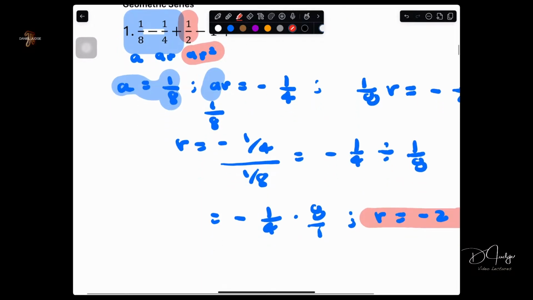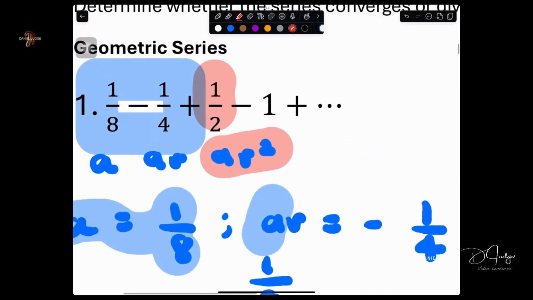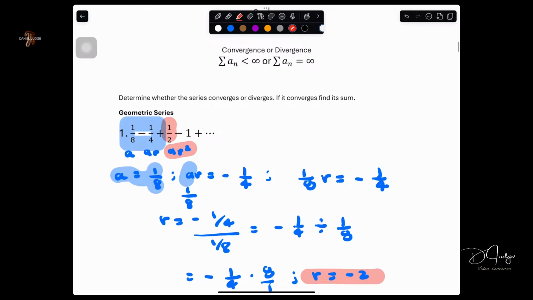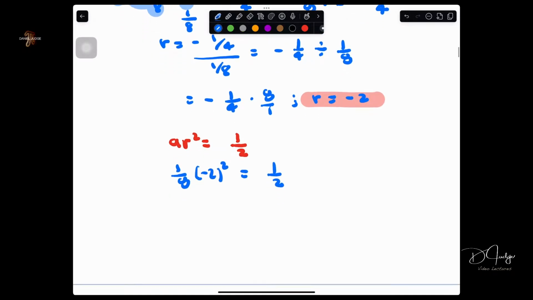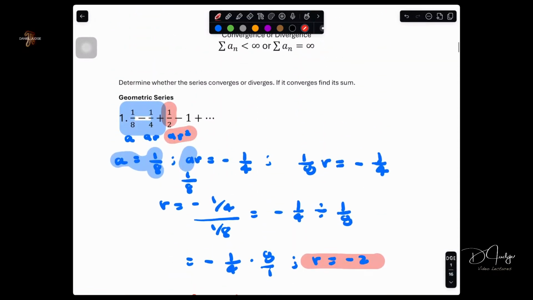All right. So we have all the information we need. We have to verify that AR squared is a positive 1/2 now. So is AR squared equal to positive 1/2? Well, we know A is 1/8. R is negative 2. We have to square that. So we get 1/8 times 4, sure enough, is in fact 1/2. Okay, 4/8 is 1/2. So yes, we have a geometric series now.